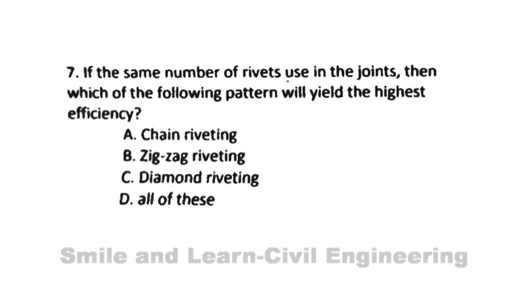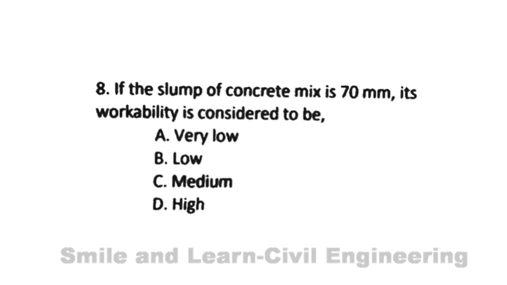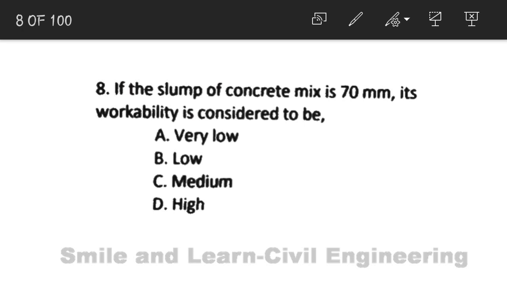Question number 7. If the same number of rivets is used in joints, which of the following pattern will yield the highest efficiency? So highest efficiency will be in case of diamond riveting. Option C will be the correct answer. If the slump of a concrete mix is 70 mm, so its workability, we all know that from 50 to 100 it will be medium. Option C will be the correct answer.